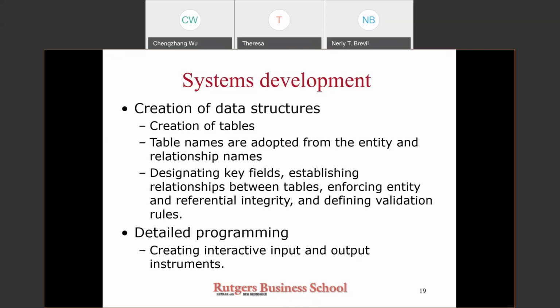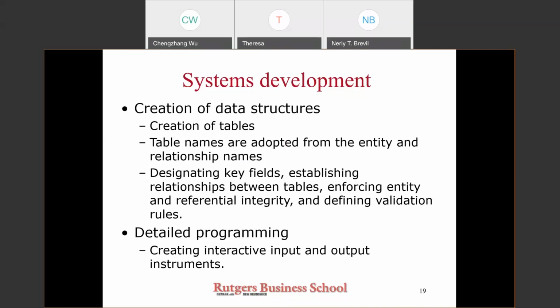Also, it should be apparent that the ER modeling process lends itself well to relational database implementation. In addition to creating tables, the database designer would also use DBMS facilities to enforce entity and referential integrity, as we discussed in the earlier chapter.